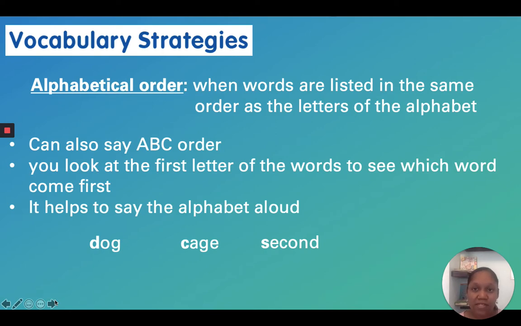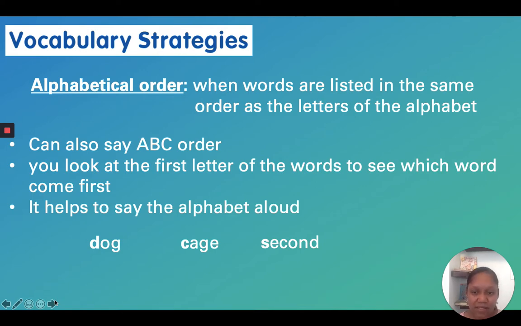So, for this lesson, we will be doing the vocabulary strategy alphabetical order. This is when words are listed in the same order as the letters of the alphabet. We can also say ABC order for short. Now, when you have a group of words, you look at the first letter of the words to see which word comes first. It also helps to say the alphabet sometimes when you get stuck.